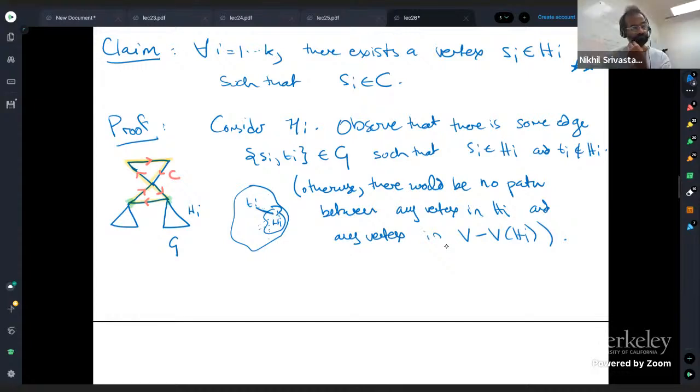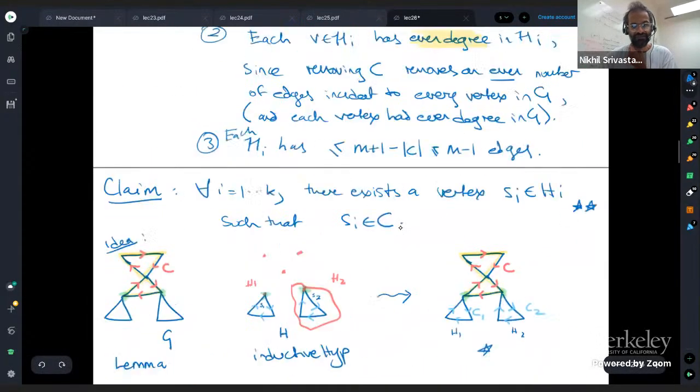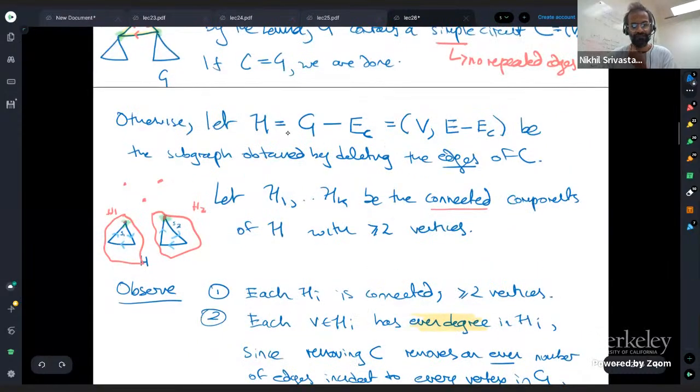Okay. So now what we're going to observe, so make sure I get this right. Good, yeah. Now we're going to do something kind of subtle. So how did we get HI? Well, HI was a connected component of H, right? A connected component is a maximal connected subgraph.